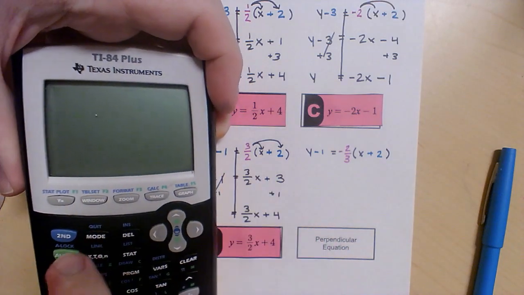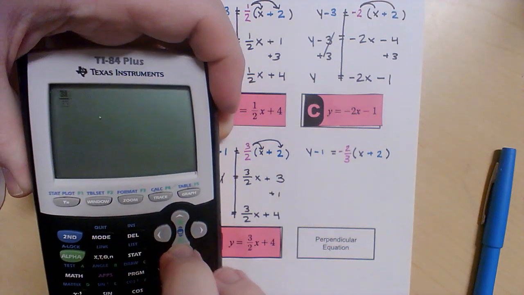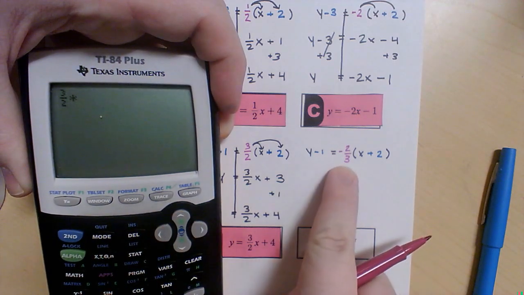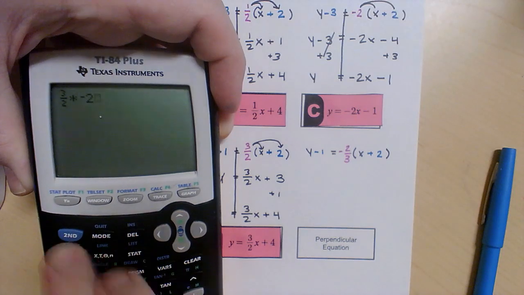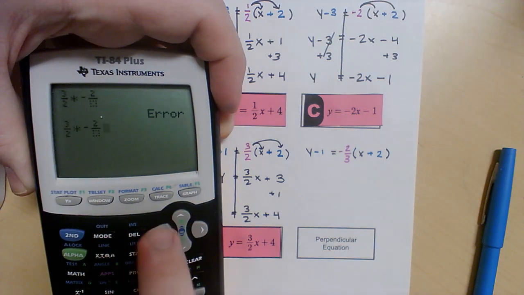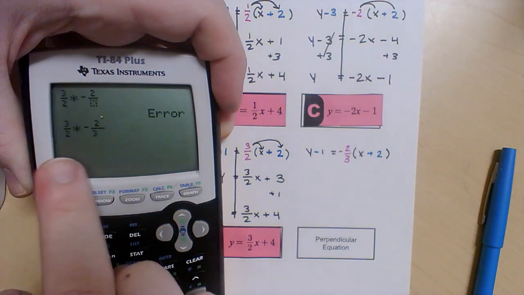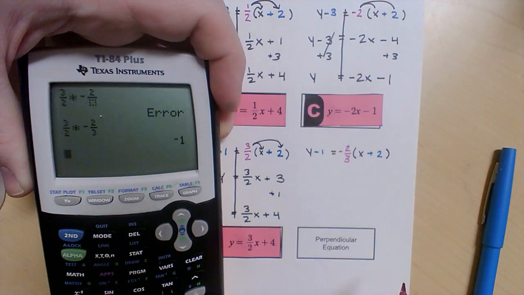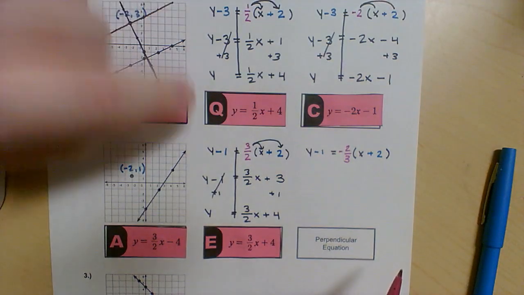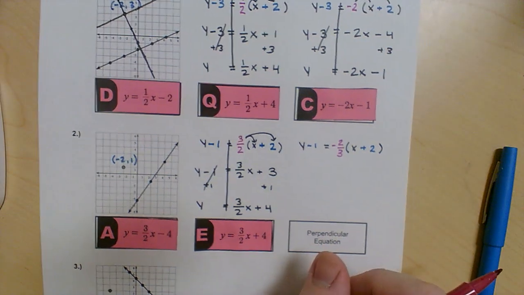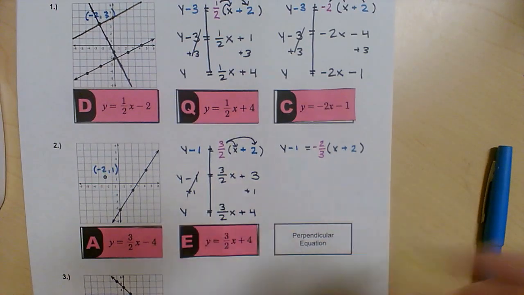So 3 over 2 times -2/3 comes out to -1. That's how I know that I have the perpendicular slope correct. This slope times that slope has to equal -1. Then do the same thing we did right here.